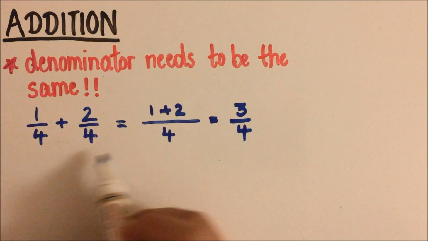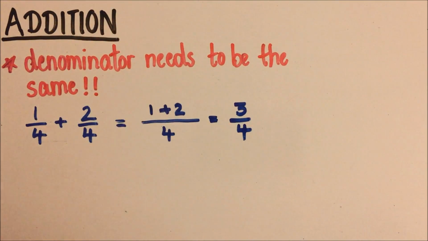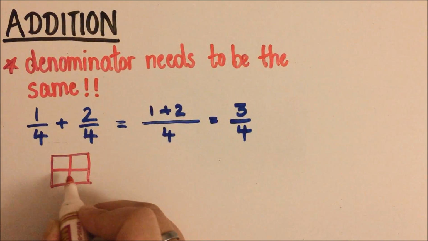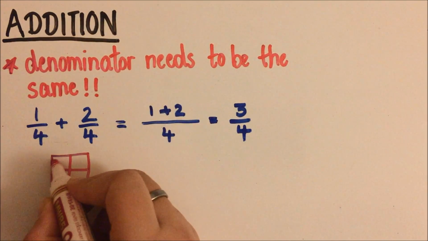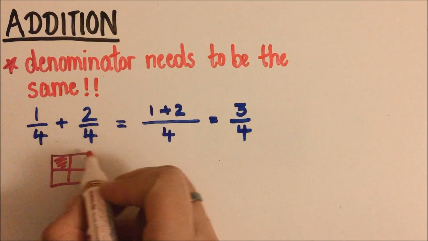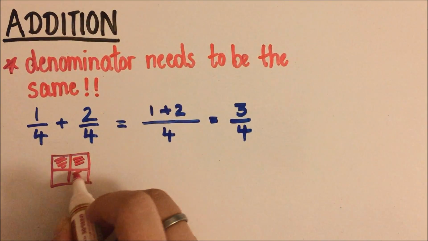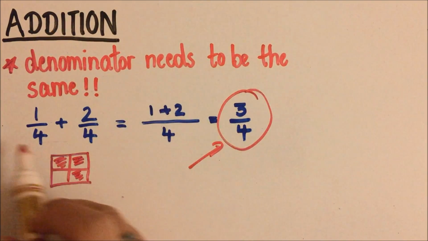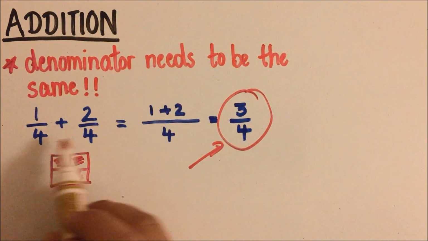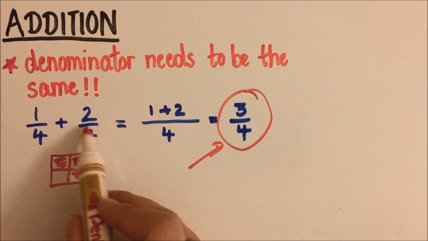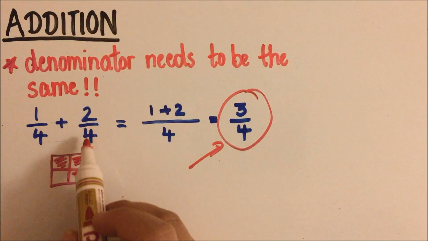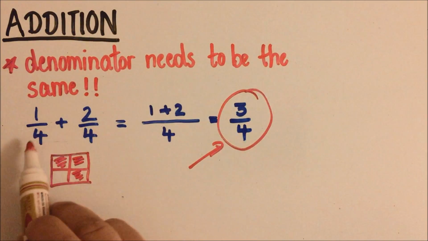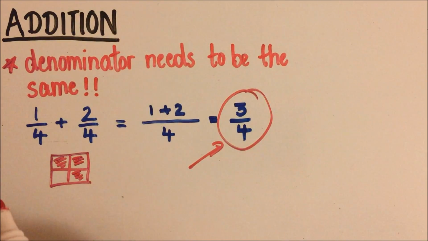Now why does the denominator need to be the same? Let's have a look at an example. So if I have a square which is divided into 4 and I shade a quarter of it in, but then I want to shade 2 more. So I shade 2 more. So now that is 3/4 shaded, which is what I've got here. So that's why the denominator needs to be the same. Because if this is split into 7ths, it'd be 2/7, but this one is out of 4, so it will be really hard. That's why you need to make sure that the denominator is the same, and then you add the two numerators together.